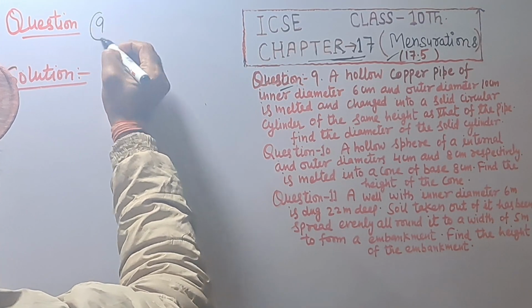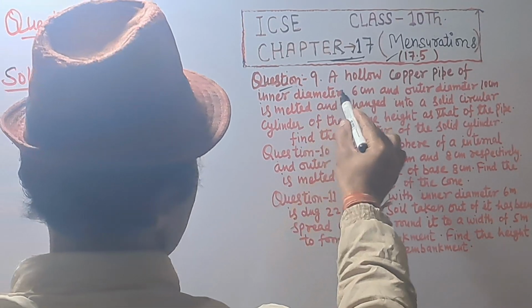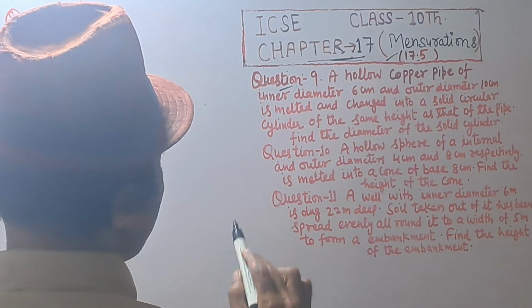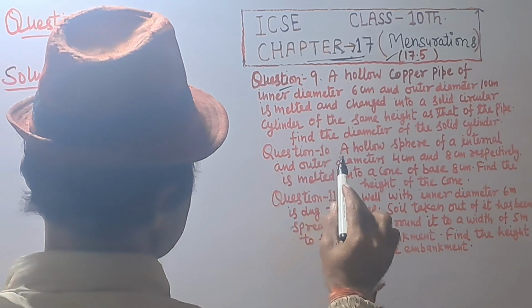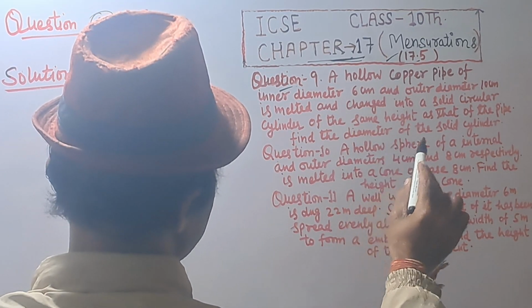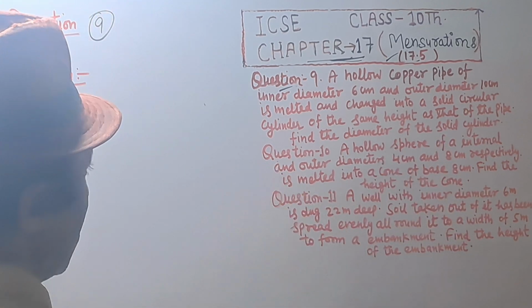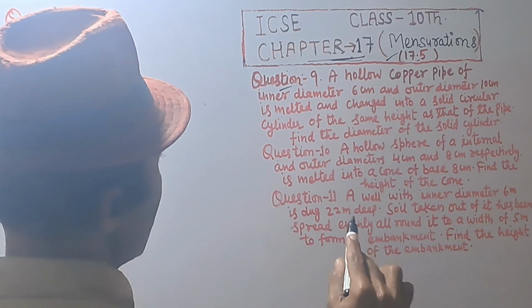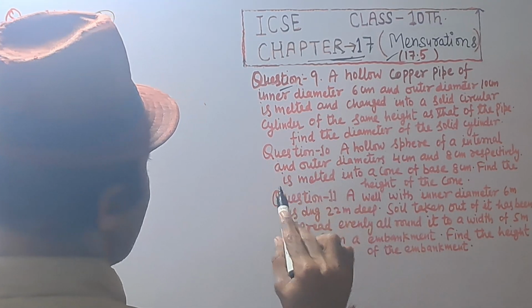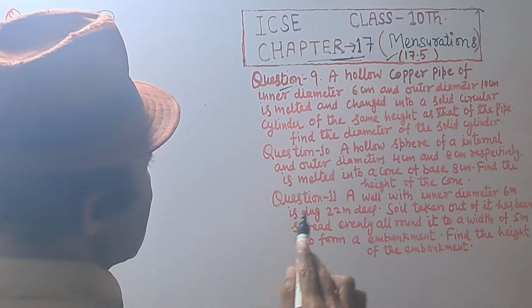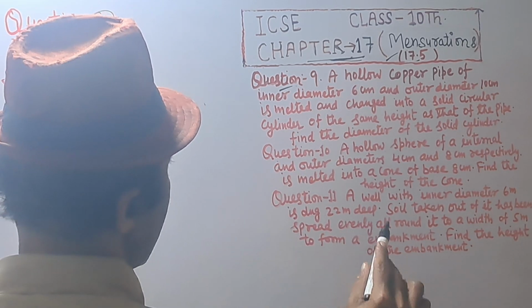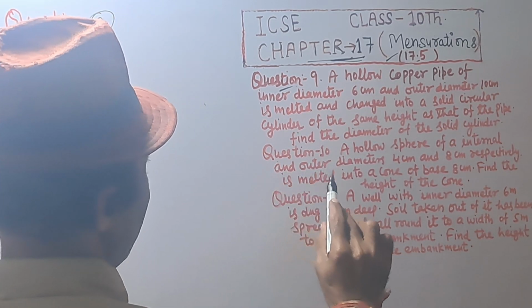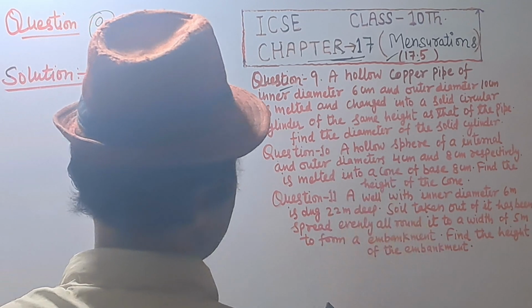Question number 9. A hollow copper pipe of inner diameter 6 cm and outer diameter 10 cm is melted and changed into a solid circular cylinder of the same height as that of the pipe. Find the diameter of the solid cylinder.